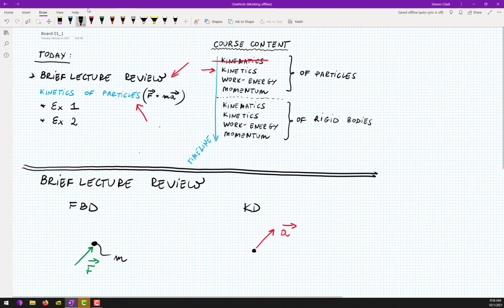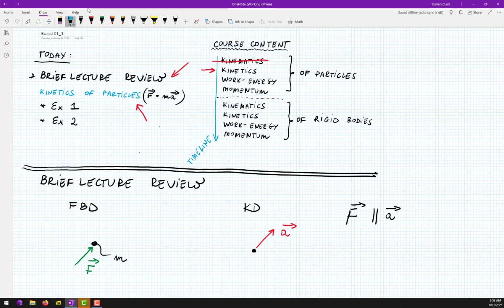And F is parallel to a, okay? If force F acts on our particle that has mass, our particle will start accelerating in the same direction. That's all. That's what I wanted to say. We are going to use that information today to solve these two problems, okay?